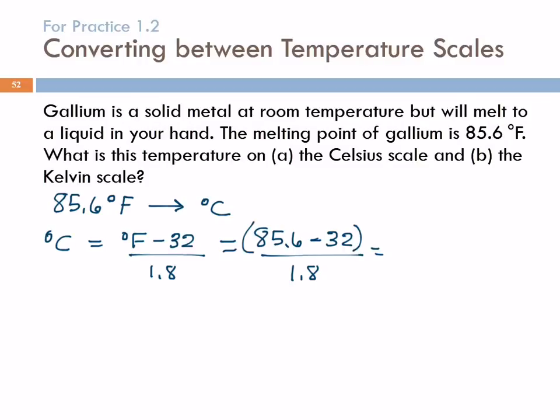When you do this on your calculator, make sure that you finish the subtraction before you divide or you'll get the wrong answer. If you have your calculator with you, get it out and make sure that you're speaking to it correctly. My calculator is giving me 29.777, a whole bunch of sevens. I don't even know how many, and then an 8 at the end. And the unit on that would be degrees Celsius.